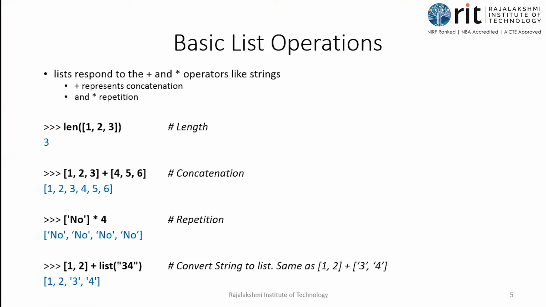Okay, so when do you use the concatenation here? When I'm going to join two lists into one list, that would be called concatenation. When you want to repeat a list a few times, then it is called repetition.